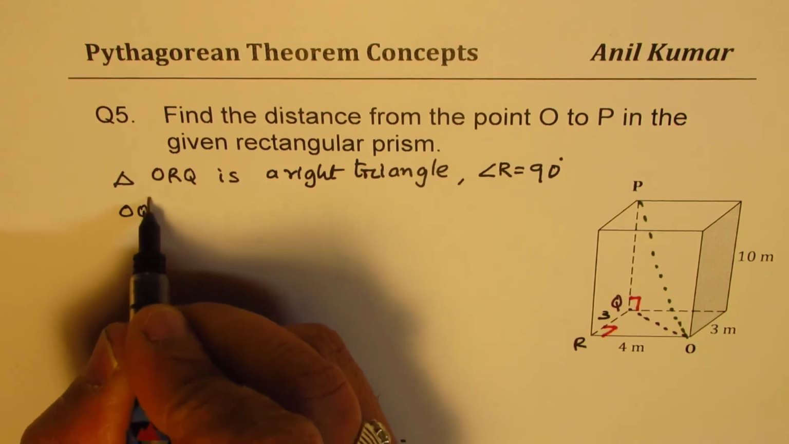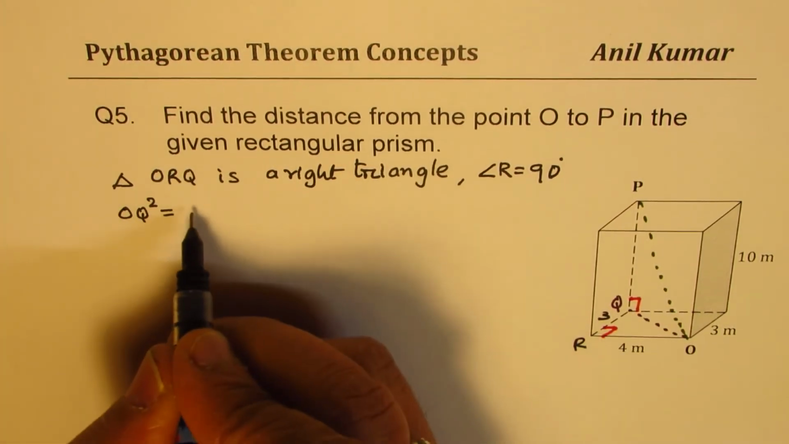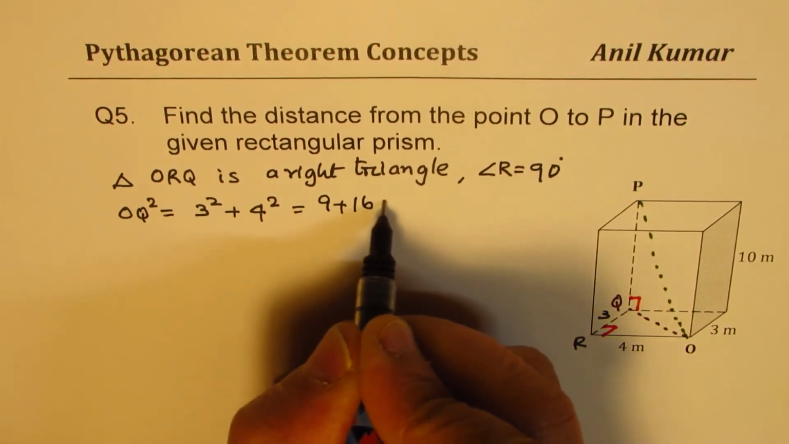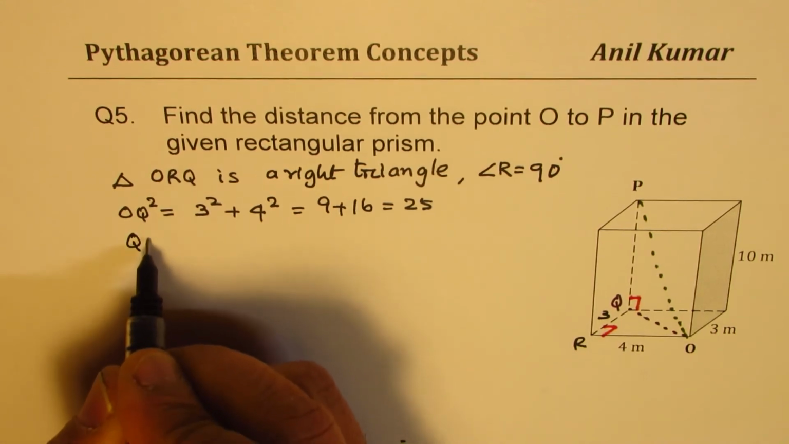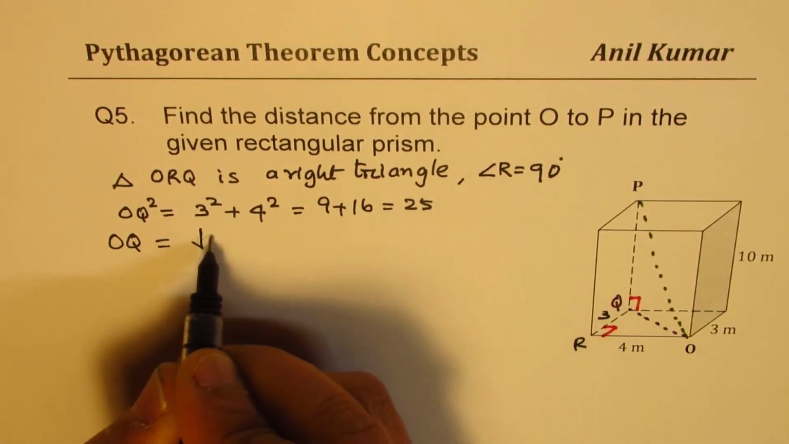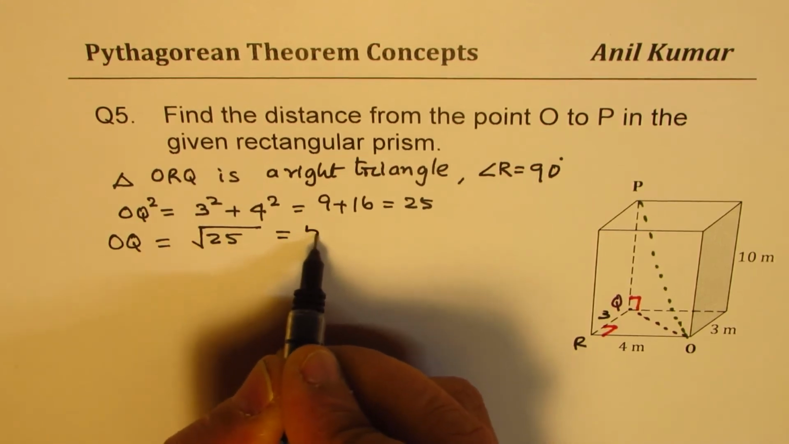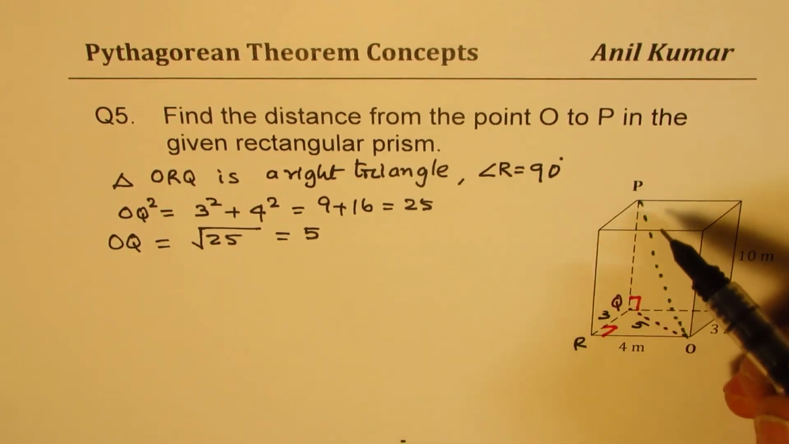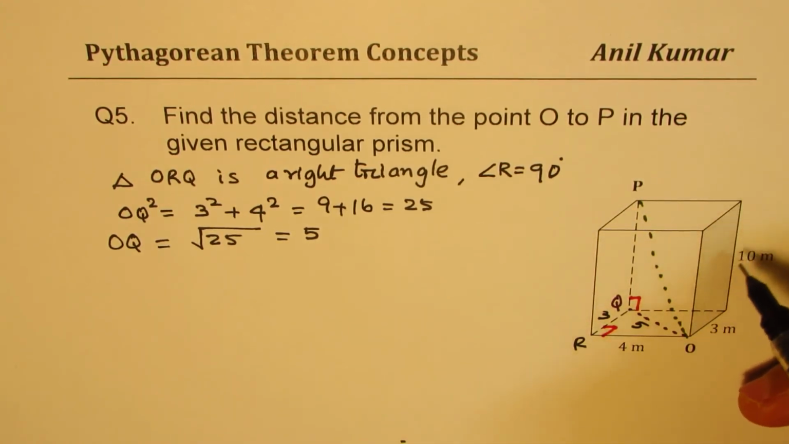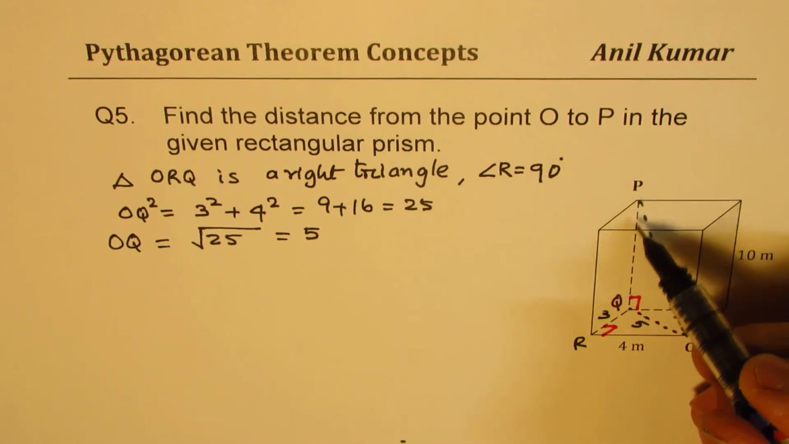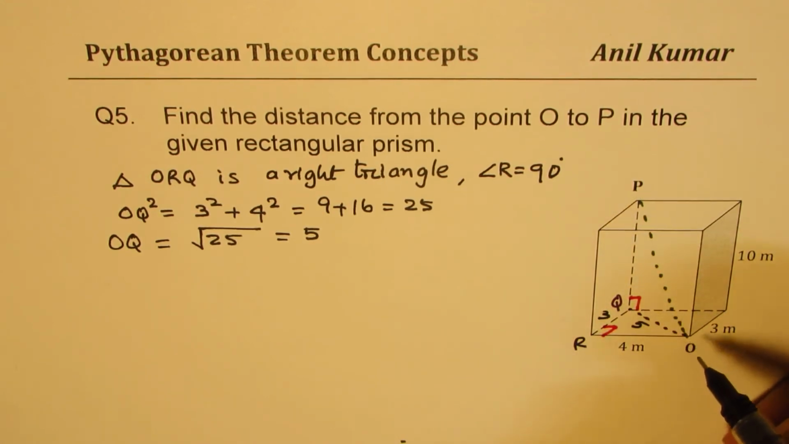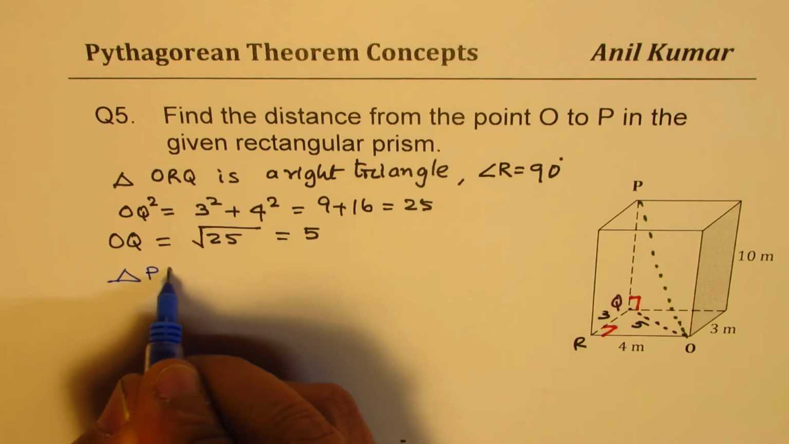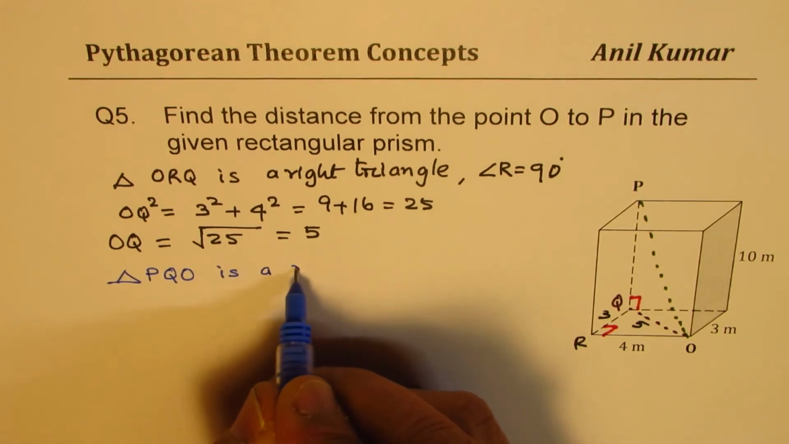So now OQ square should be equal to 3 square plus 4 square, which is 9 plus 16 or 25. So O to Q will be square root of 25, right? Which is 5. So we know this length now is 5. Now see, on the vertical side, where this is a prism, this is the height. Now we have a right triangle PQO, right? So now we'll work into the second right triangle. So we also know the triangle PQO is a right triangle.